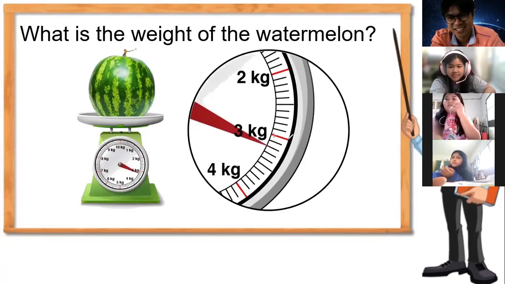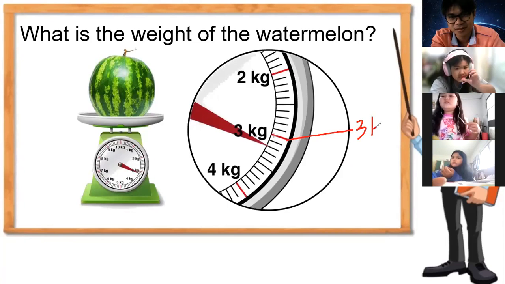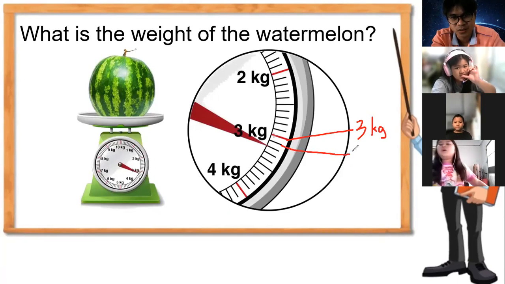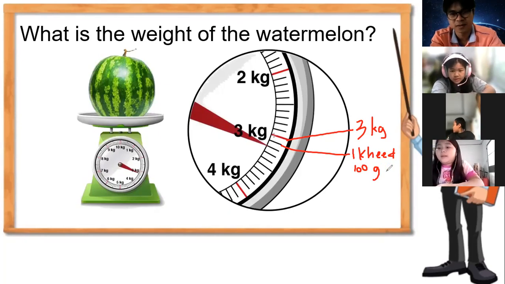3,000 only. So this one is 3 kilograms. This first line here is 100 grams. So what is the mass of the watermelon in grams? This one is 200.